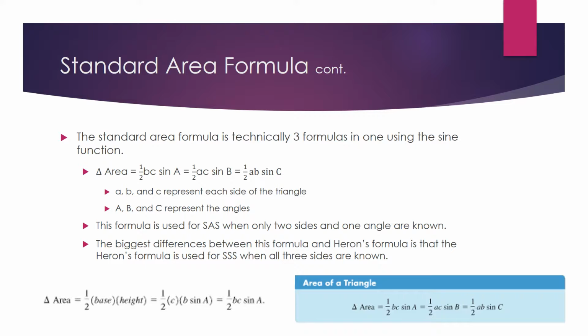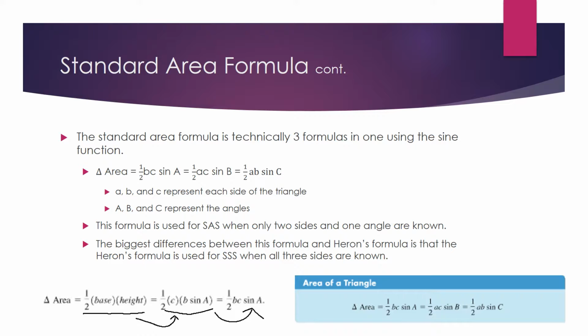This diagram down here on the left basically goes from our 1/2 base times height model, which is our basic triangle area formula, then subbing in our side length c and altitude b sine of A, and then just simplifying down to 1/2 bc sine of A. And also over here on the right is a cleaner diagram of the 3 formulas that are interchangeable when solving for the area of your triangle.